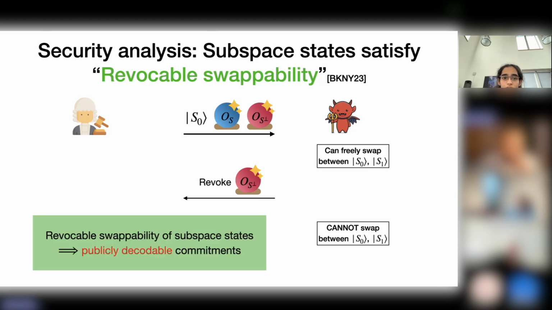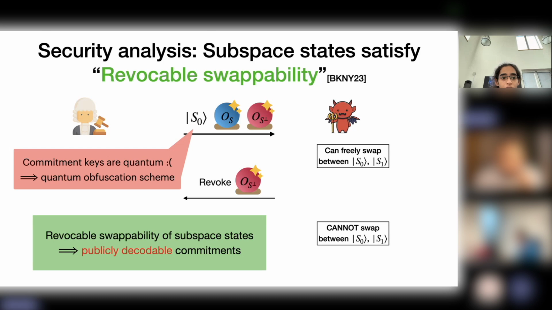And so this property I'll call revocable swappability, and this is what gives rise to publicly decodable commitments. Okay, but the problem here was that the commitment keys are quantum, and this gave rise to a quantum obfuscation scheme, which is what we were unhappy with.